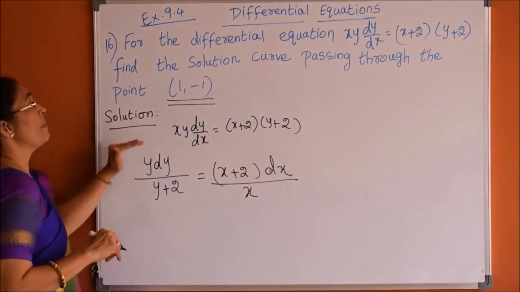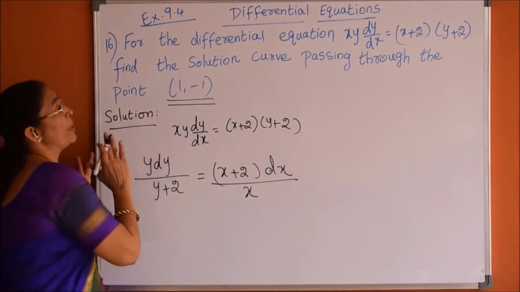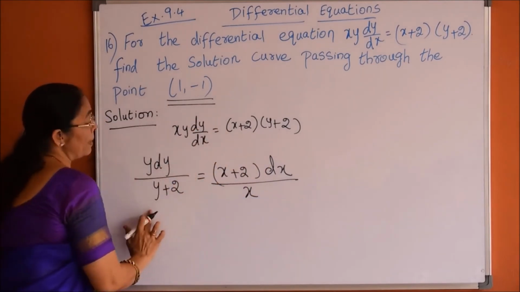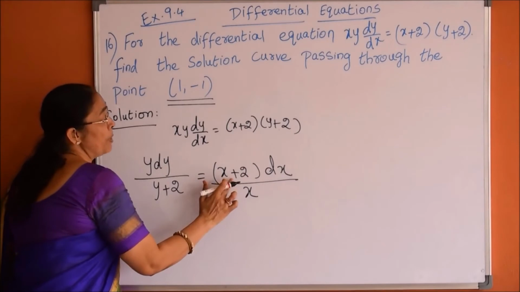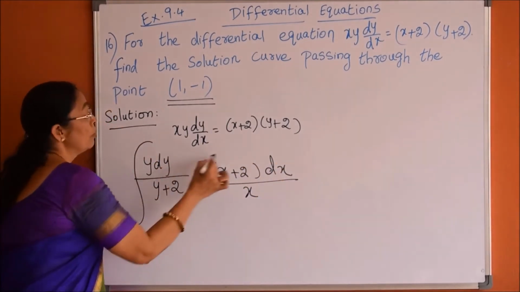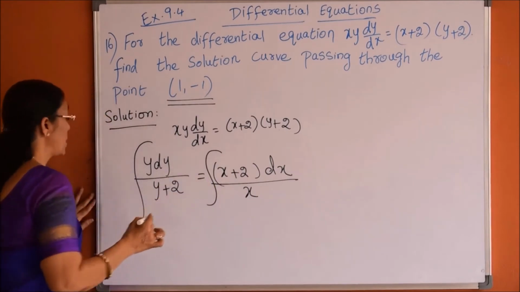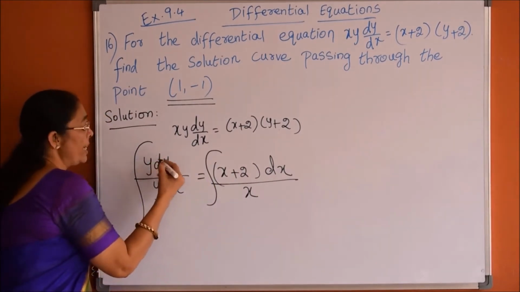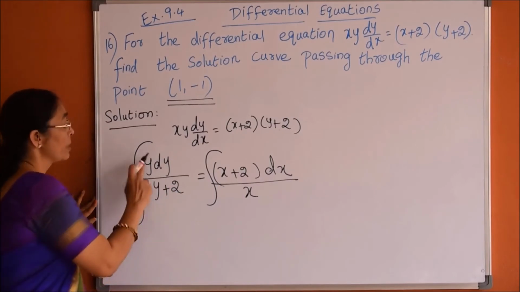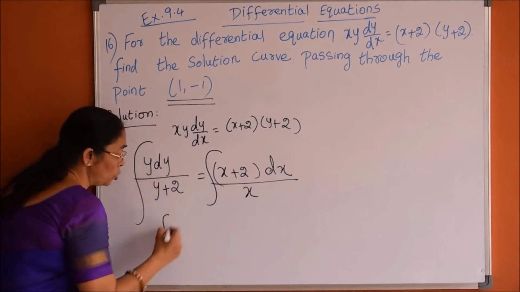So, in the given differential equation, we separated the variables. So, we got y dy by y plus 2 is equal to x plus 2 by x dx. Now, let us integrate both the sides. Now, y dy by y plus 2. So, how can we integrate this one? Let me add and subtract 2 here.